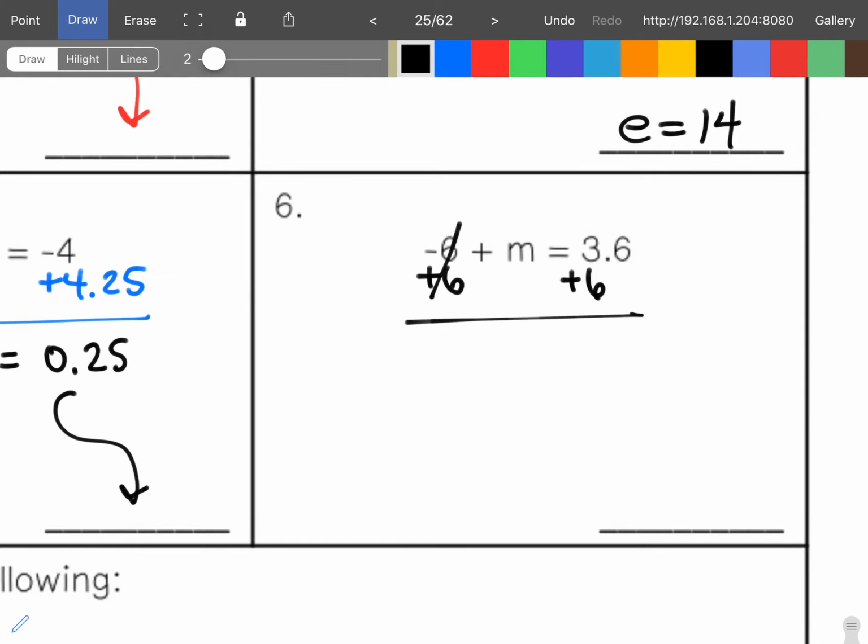So then we need to come over here and add 6 over on this side. So negative 6 plus 6 is 0. We're going to bring down our m equals. And be very careful, if you are not using a calculator, that 6 is the same thing as 6.0. So when you add straight down, you get 9.6 as your solution for m.